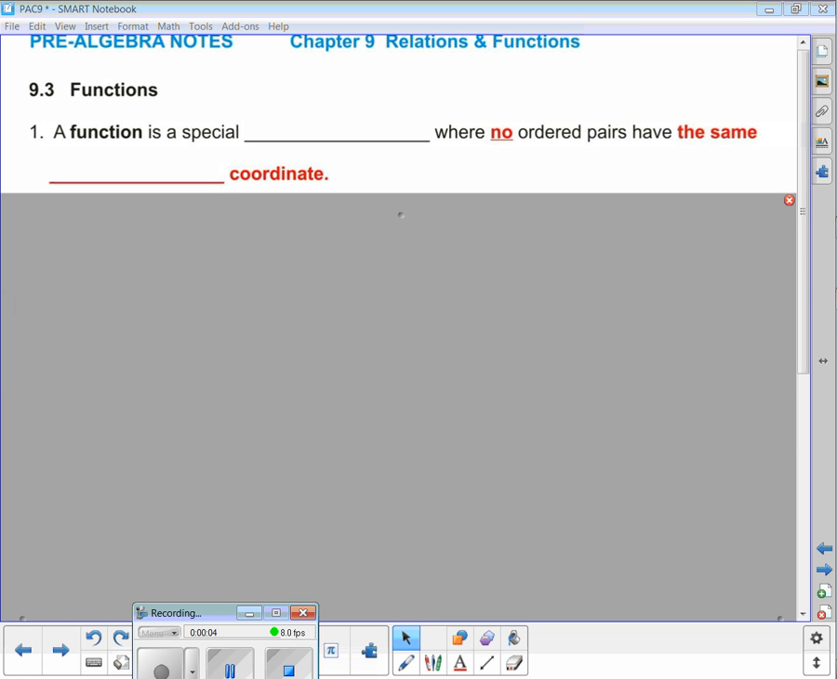9.3, we're just going to begin this lesson, but this is one where I don't want to rush, and it's important that I try to get you to understand these concepts as we go from relations to functions. And it's a big difference. They're similar in a lot of ways, but they're different in one area, and you've got to recognize that one area.